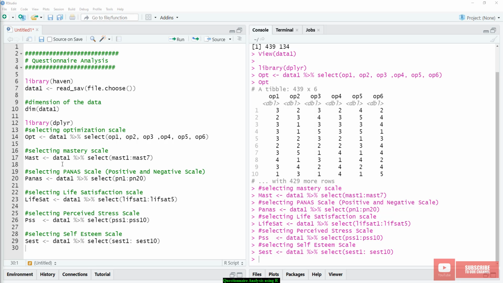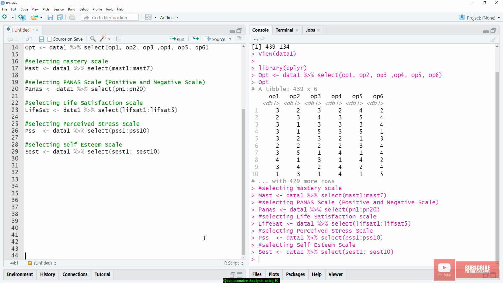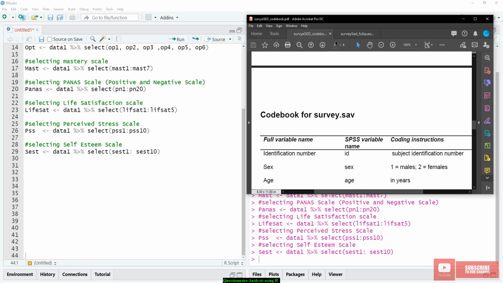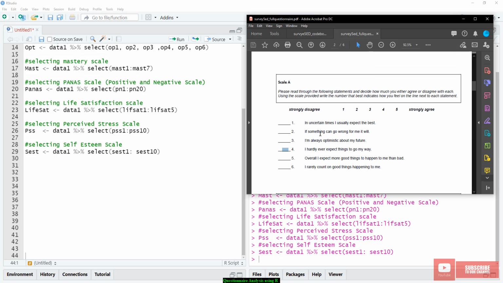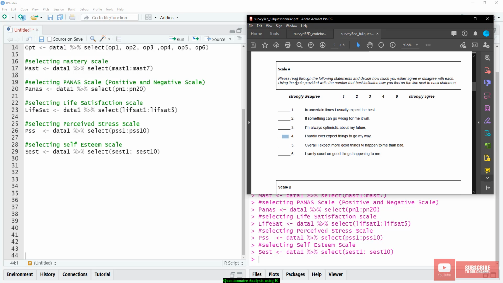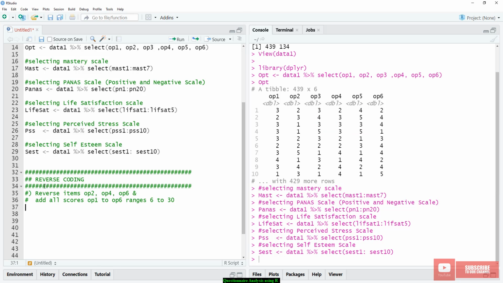Okay. Now, since we already know that, let's say for scale A, this is the optimism scale. We know that OP2, OP4, and OP6 are negative questions. So to make all items in this section go in one direction, we need to reverse code OP2, OP4, and OP6. So let's say we want to reverse code, right?